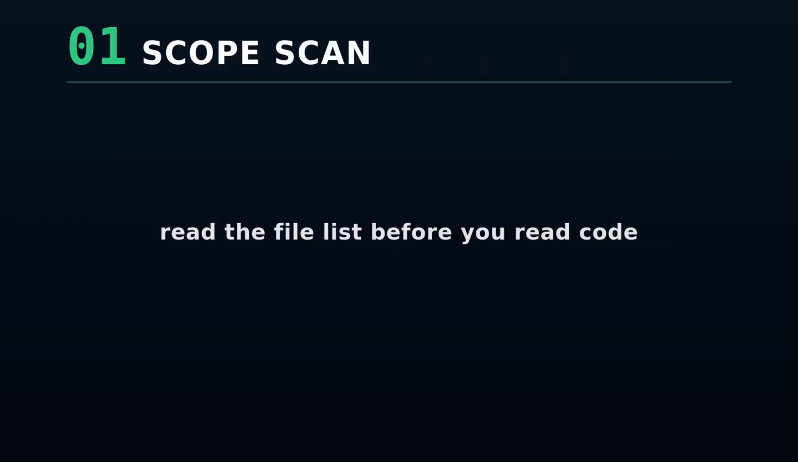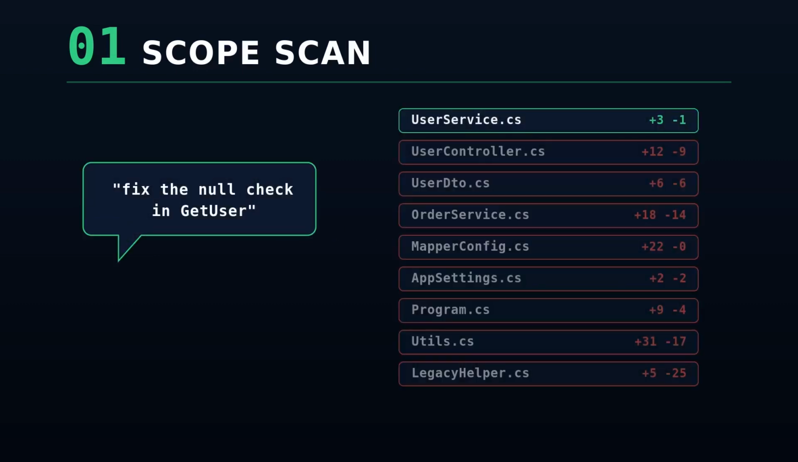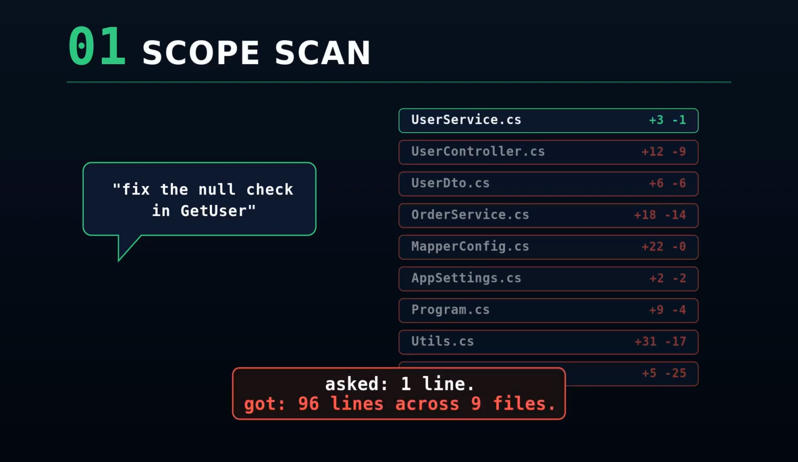Check 1. The scope scan. Before reading any code, read the file list. You asked for a null check. The diff touches 9 files. 2 renames, a reformat, a bonus refactor. Every extra file is a place a regression can hide, and none of them were reviewed on purpose. The tell is unrequested churn. Line counts wildly out of proportion to the ask.